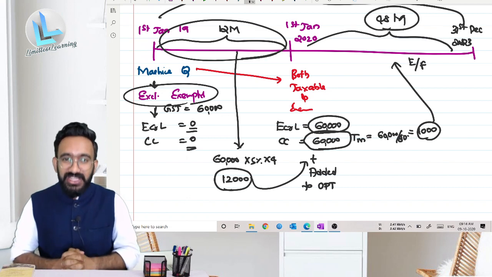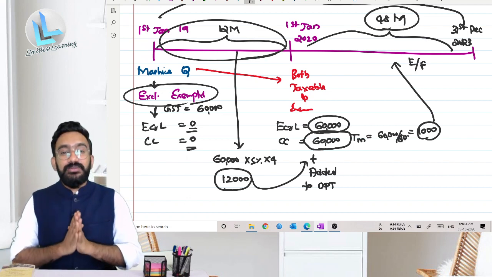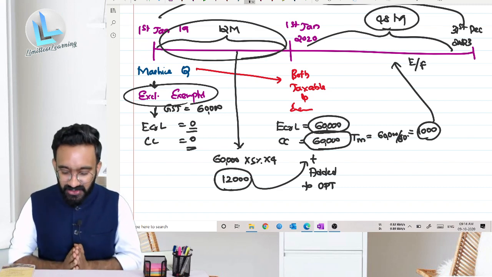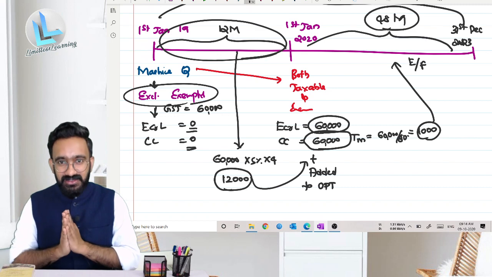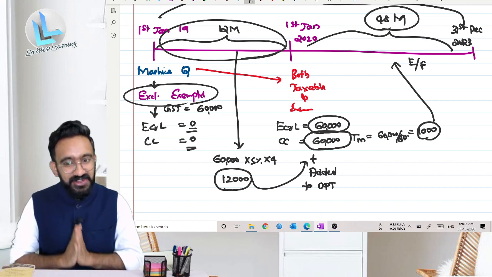No, that's not the case now. They're saying that no, that is not how we are going to do it. We will give full credit of electronic credit ledger 60,000. We will treat entire 60,000 as my common credit. Then divide it for next 48 months only, not another 60 months, 48 months only.